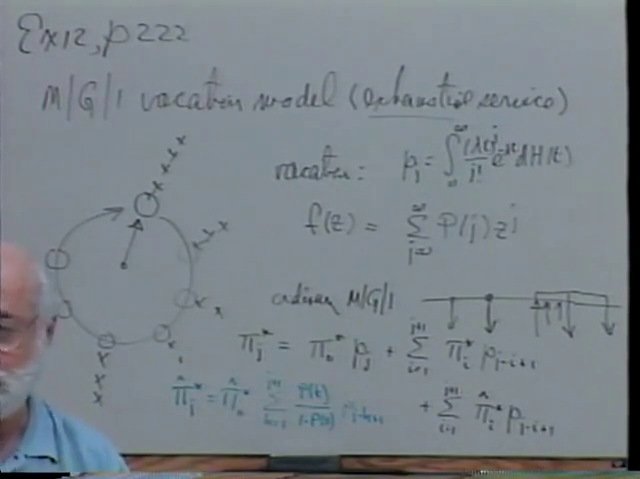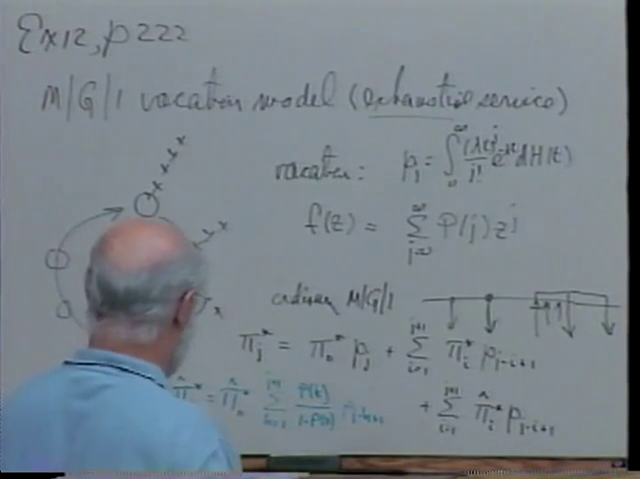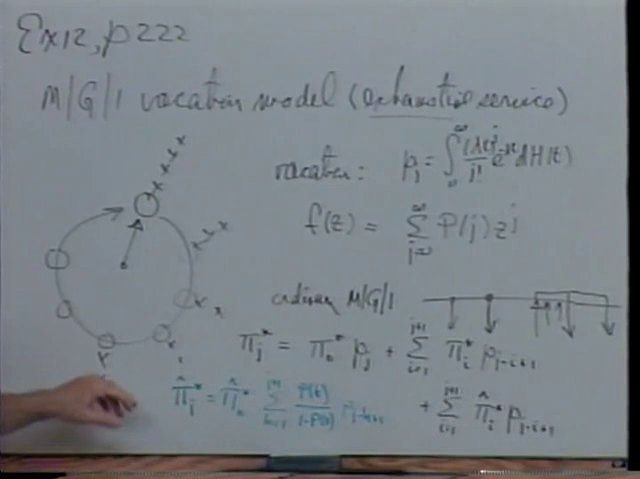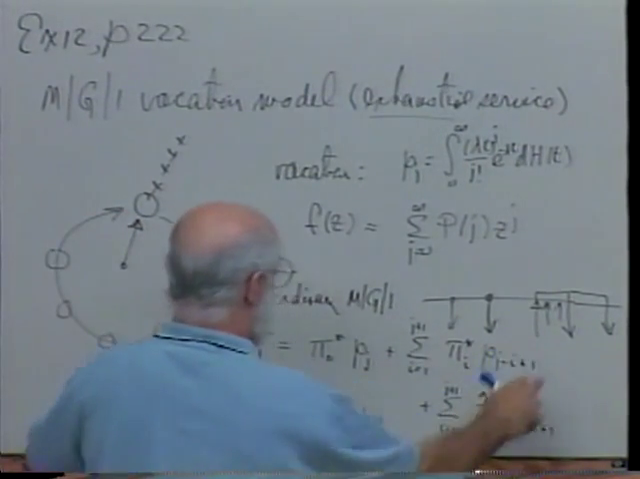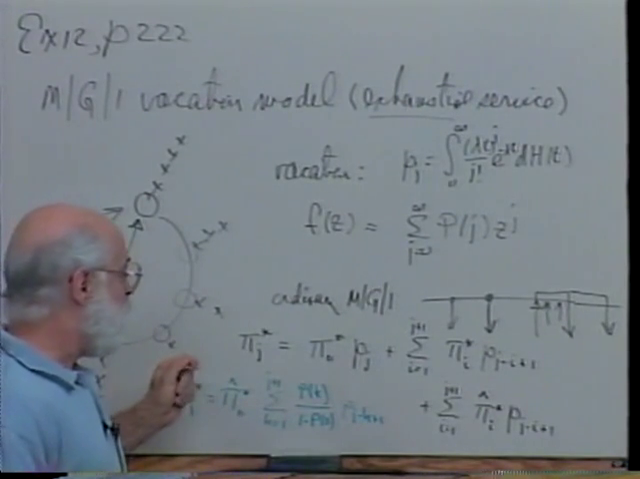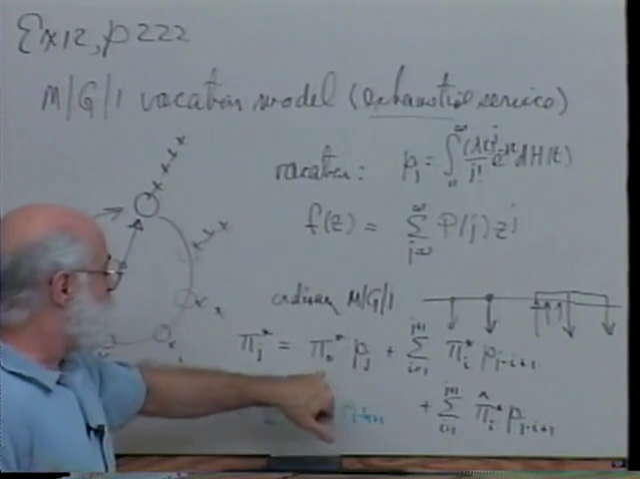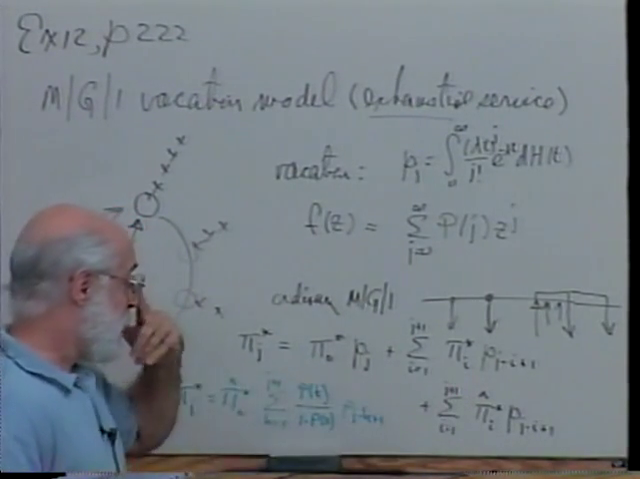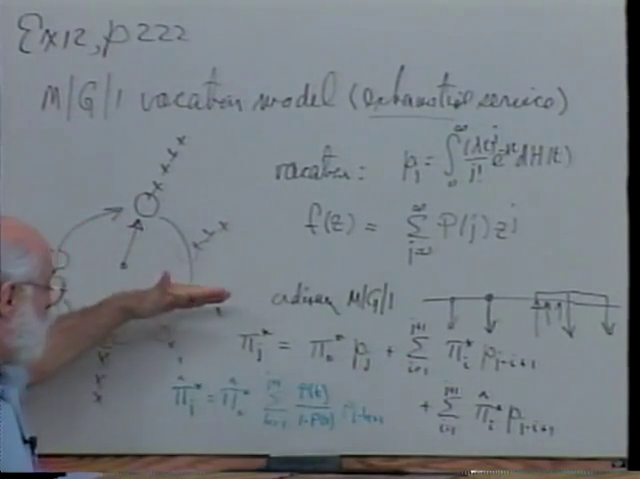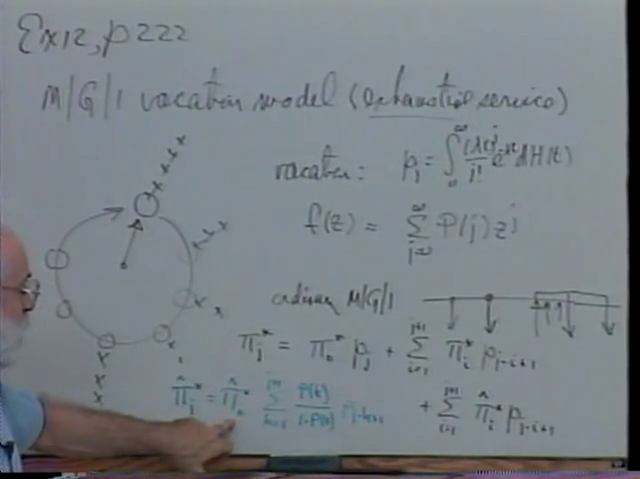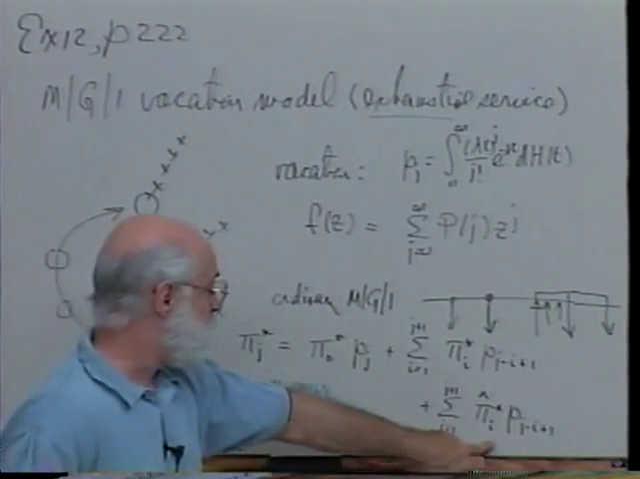Okay, so let me go back over that, because once you see the structure here, that makes everything simple. First I look at ordinary M/G/1, and I recognize that there are two cases. Either the previous customer left the system empty, or he didn't. Now, the same is true in the vacation model. Either the previous customer left the system empty, or he didn't.